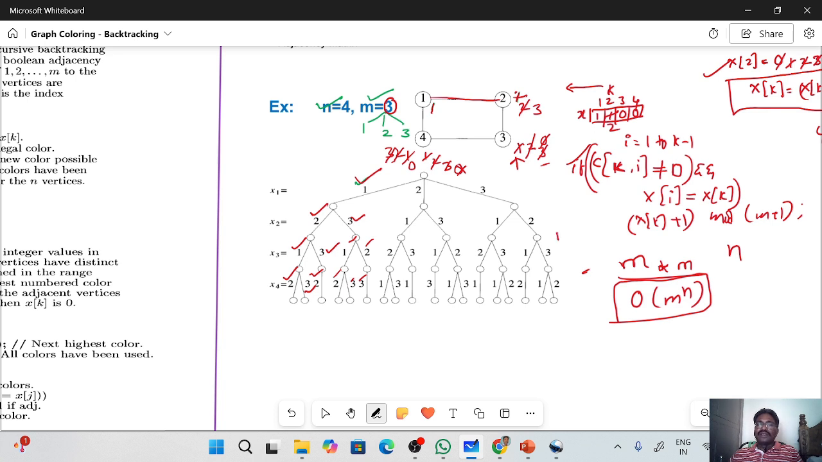So this is about the graph coloring problem using backtracking.